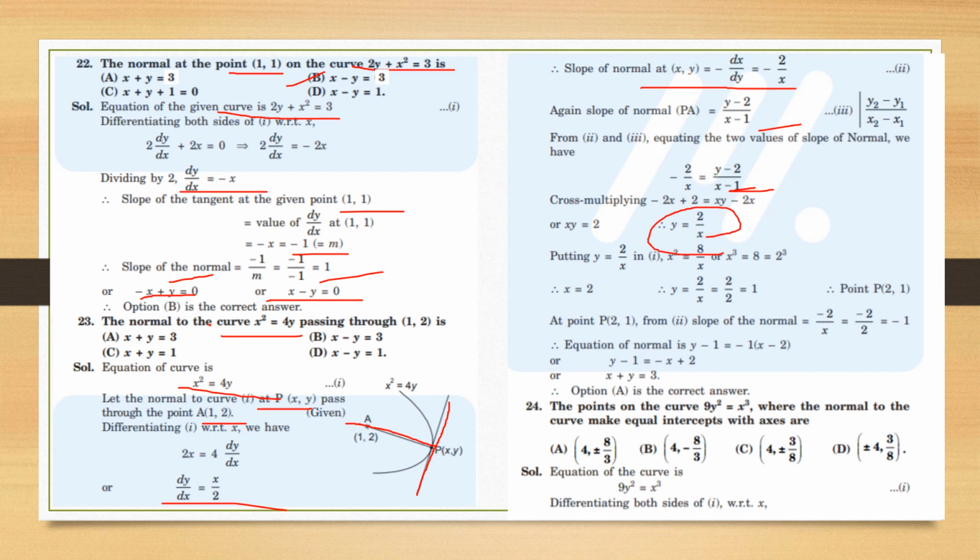Okay, and y equal to 2 by x I can put in my equation x square equal to 8y, so I'll get y as 1 and x as 2. So the point (2, 1) will be there. Slope of normal is minus 1. Get back here. As x is 2, then y is 1, slope of normal will be minus 1, right? So equation of normal is y minus y1 equal to m times (x minus x1), and the equation turns out to be x plus y equal to 3. So option number A is the correct answer, x plus y equal to 3.